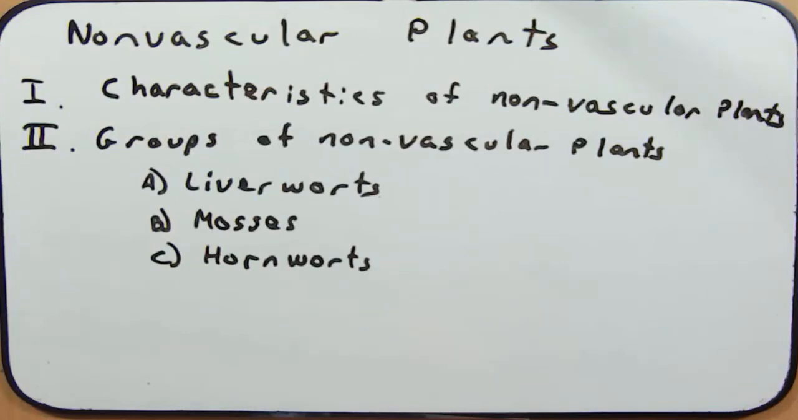Hello and welcome to this video podcast for evolution and diversity. In this video podcast, we're going to focus on the non-vascular plants. I'm going to begin with some key characteristics of non-vascular plants, and then I'm going to talk about the three groups of non-vascular plants: liverworts, mosses, and hornworts.